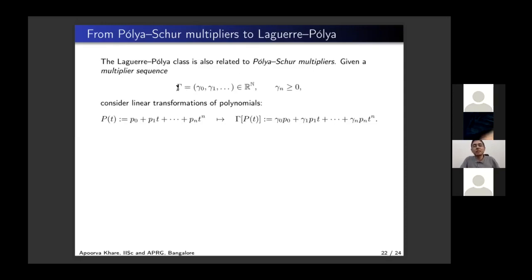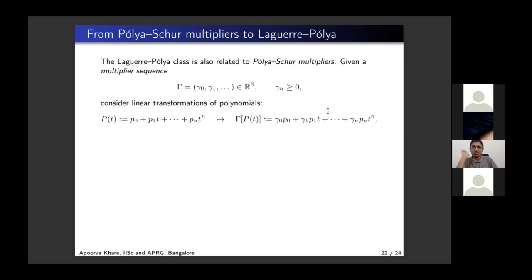The idea is very simple. Given the multiplier sequence gamma 0, gamma 1, and so on, which is just a sequence of real numbers, look at it as an operator on the space of polynomials. What do I mean? Given any polynomial, I multiply the constant term by gamma 0, the linear term by gamma 1, and so on.